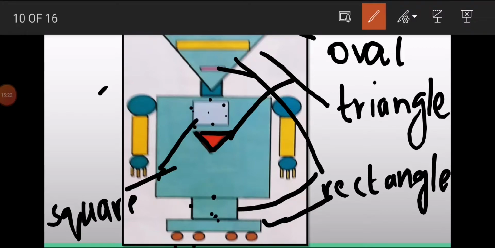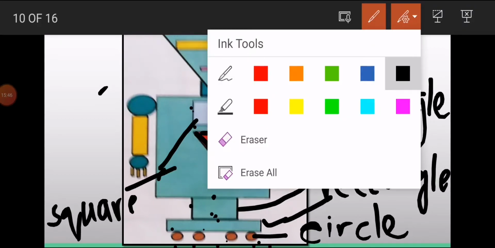Now the down one. It has 4, 1, 2, 3. What shape is this? It's circle. So I'm going to write circle. No sides, no corners. It's a curved shape. You can see it's a circle. Now look at this. His arms. You can see this one. Is it oval or circle? Is it circle? This is also circle.